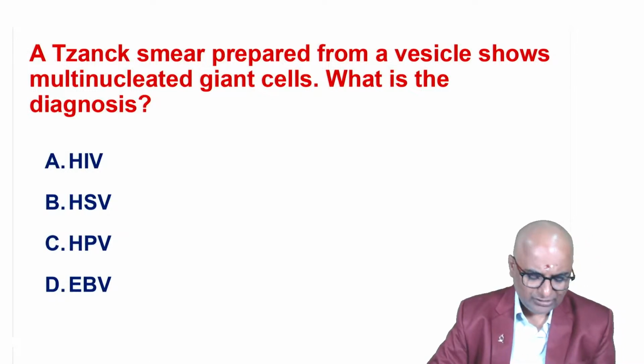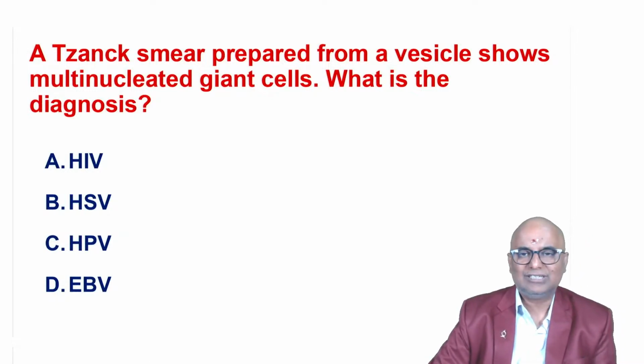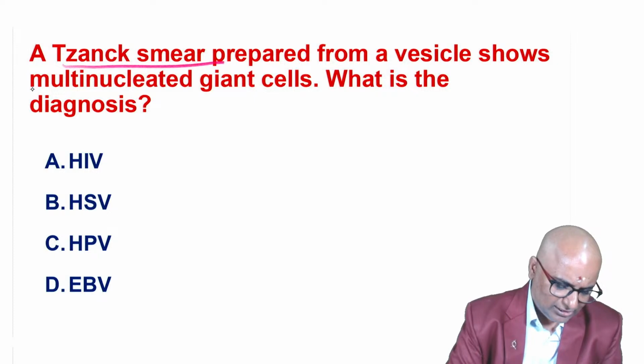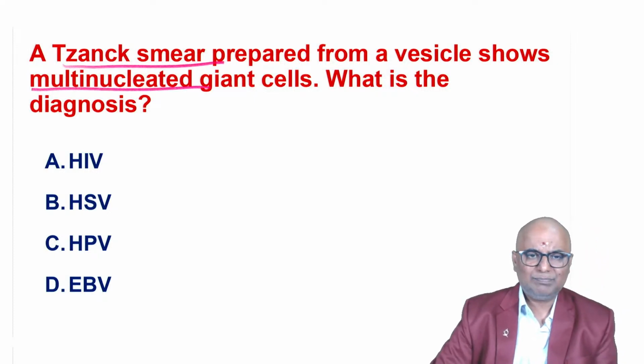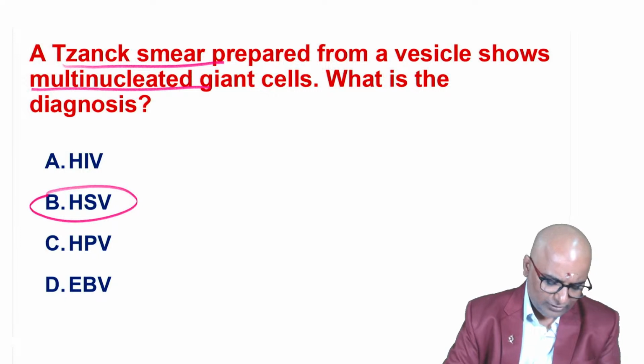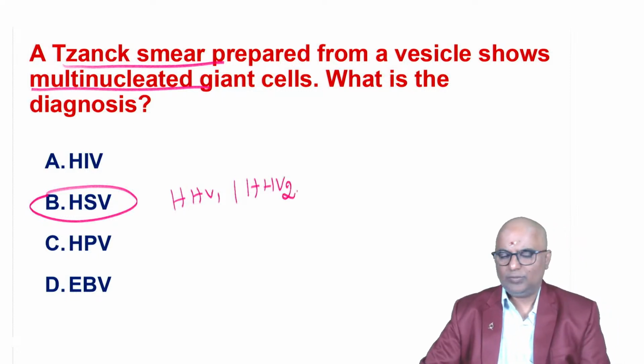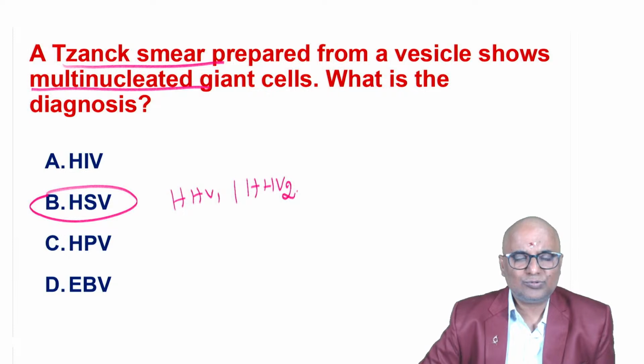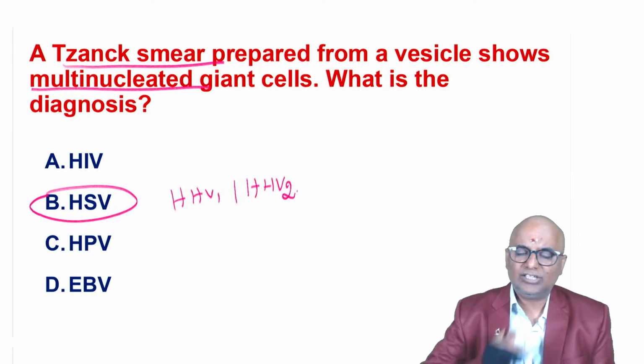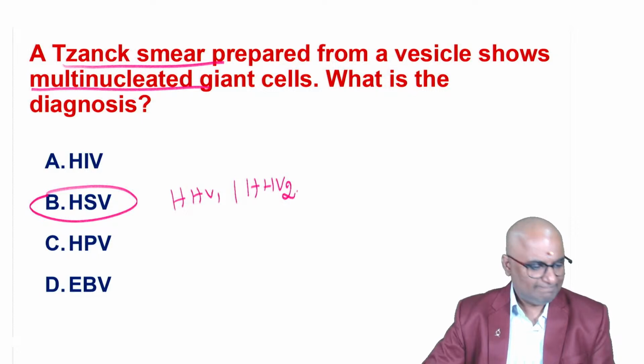Tzanck smear prepared from vesicle shows multinucleated giant cells. What are the diagnoses? Tzanck smear, multinucleated giant cells. Go for herpes simplex virus. Now we call it human herpes virus 1, human herpes virus 2. Tzanck smear for herpes: direct demonstration from vesicular fluid. Multinucleated giant cells. Okay, multifaceted nuclei and multinucleated giant cells.